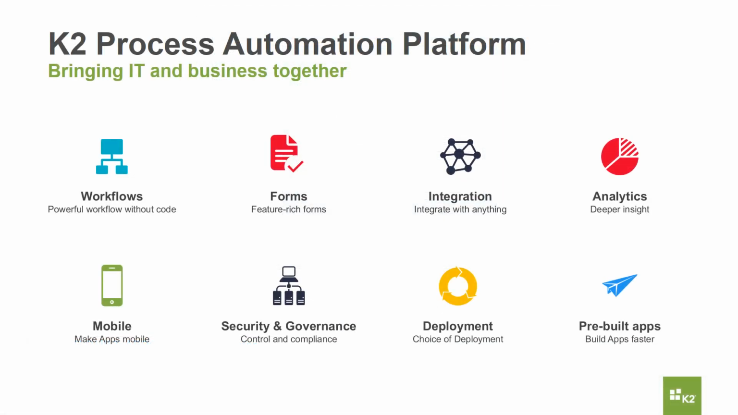So again, that was the K2 process automation platform in a nutshell. Our 8 tenets, I should say, with our 4 pillars of workflow, forms, integration, and analytics, and then our supporters: mobile, security and governance, deployment, and pre-built apps.